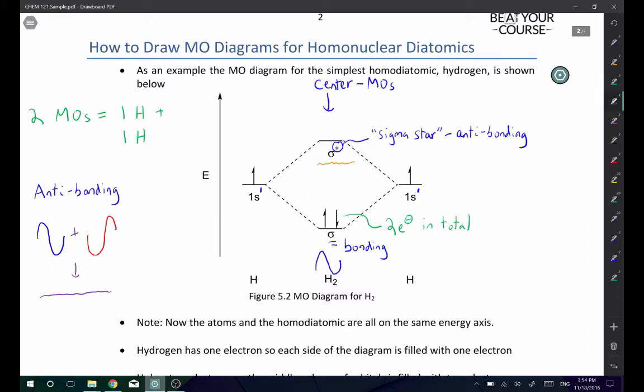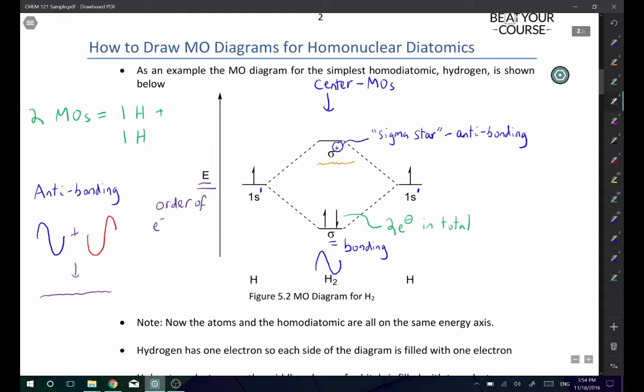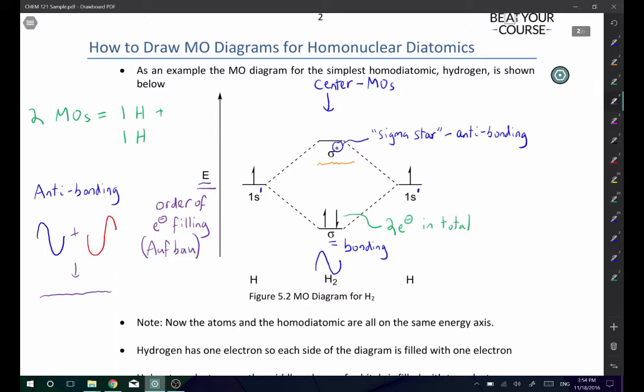So we have an energy axis here as well. And that's important. This tells us the order in which we fill up electrons. And that's the basis of Aufbau's principle. So that's the revision. So this was covered in previous topics, so you should be very familiar with Aufbau's principles. Very simple. Lowest energy orbitals are always filled first, and that's the exact same conserved for molecular orbitals.